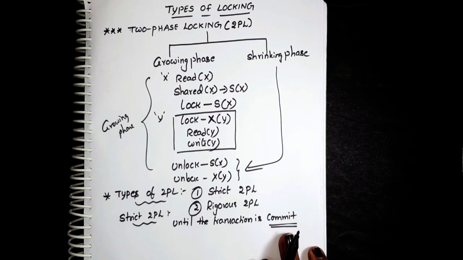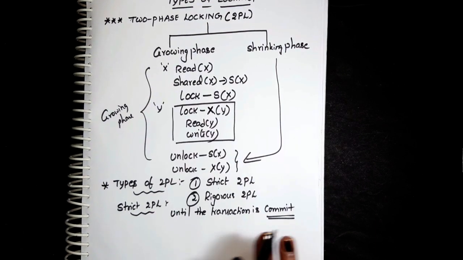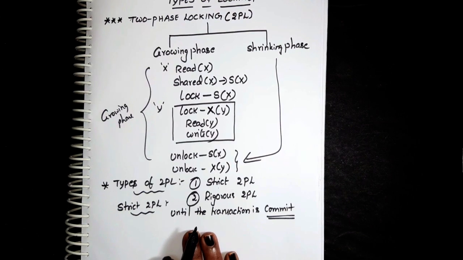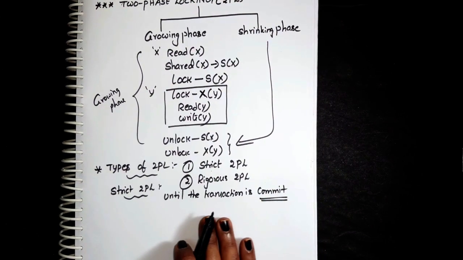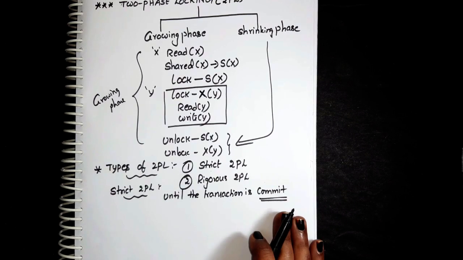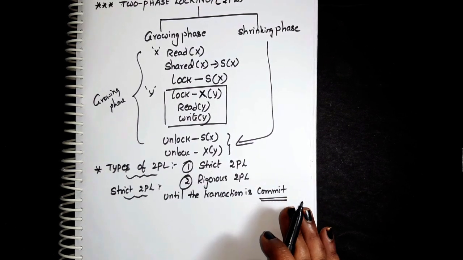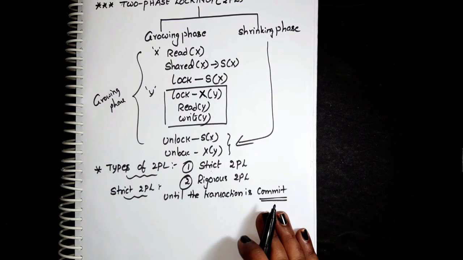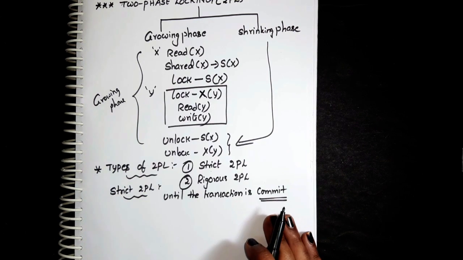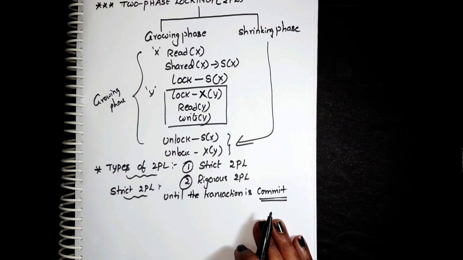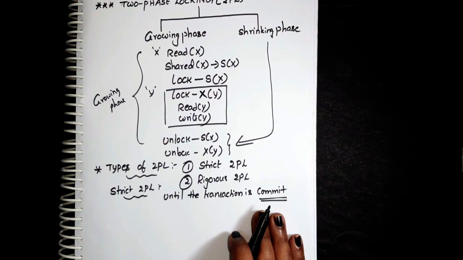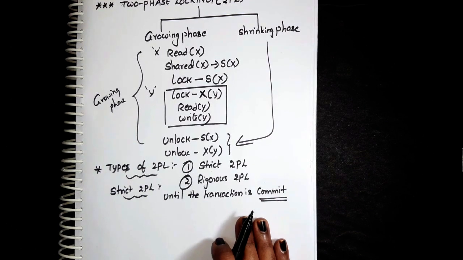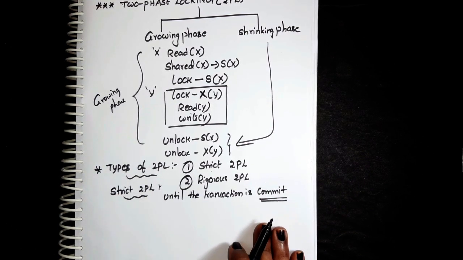What is a commit? The successful completion or execution of a particular transaction is what we call a commit. So strict two-phase locking means you place all the locks on different data items until the transaction is committed. If the transaction is committed, all the update operations are properly written to the database and the changes are saved. Only after the transaction commits do you unlock.